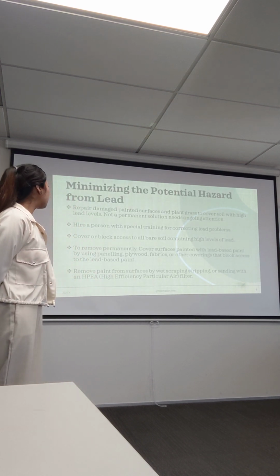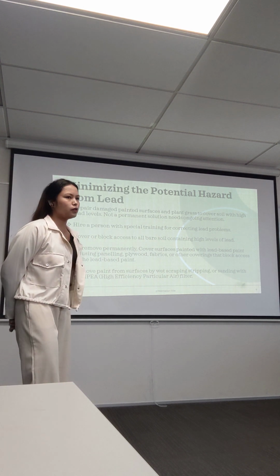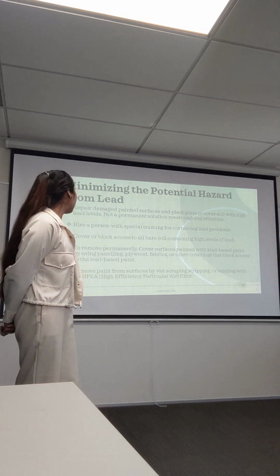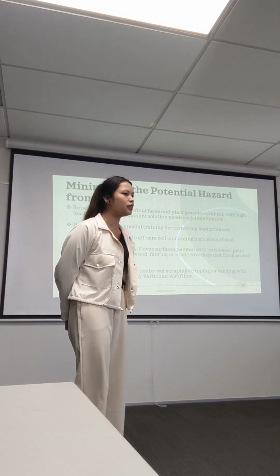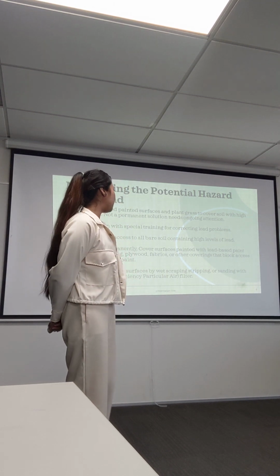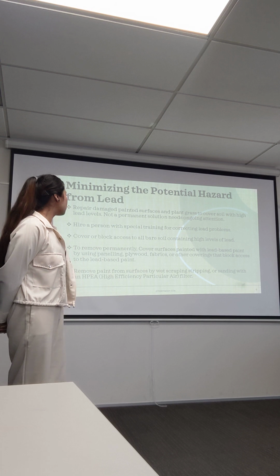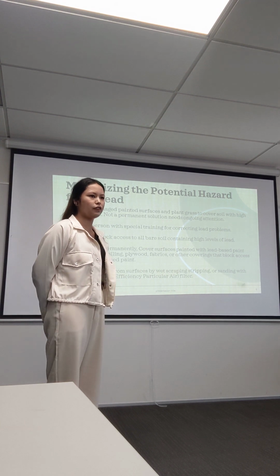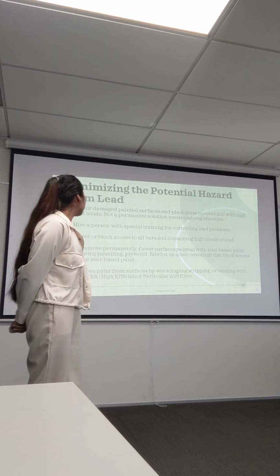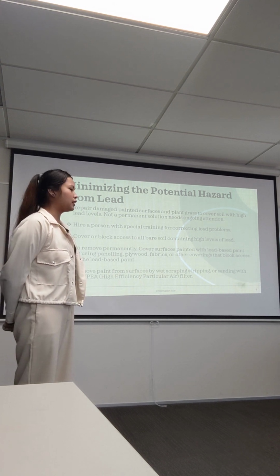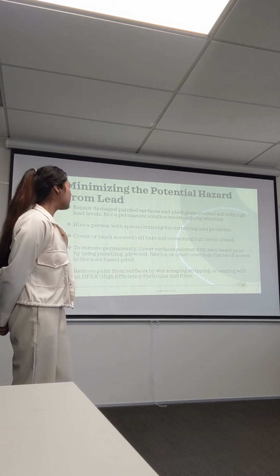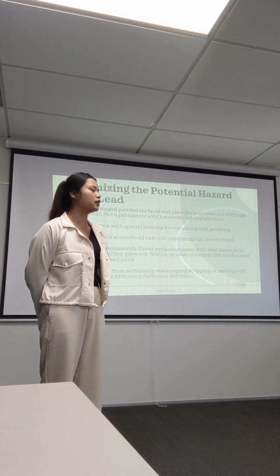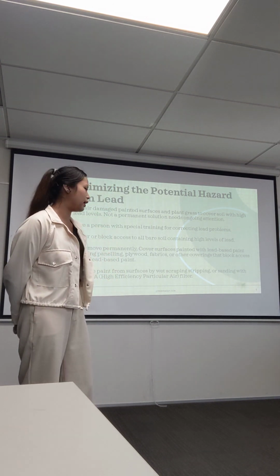To minimize the potential hazard from lead, we have to repair damaged painted surfaces and plant grass to cover soil with high lead levels. It is not a permanent solution. We have to take attention to these things because lead is mostly present in old houses. If you are living in an old house, you have to ensure that the surface is repainted if it gets damaged, and permanently cover surfaces painted with lead-based paint by using paneling, plywood, fabrics, or other coverings that block access to the lead-based paint.